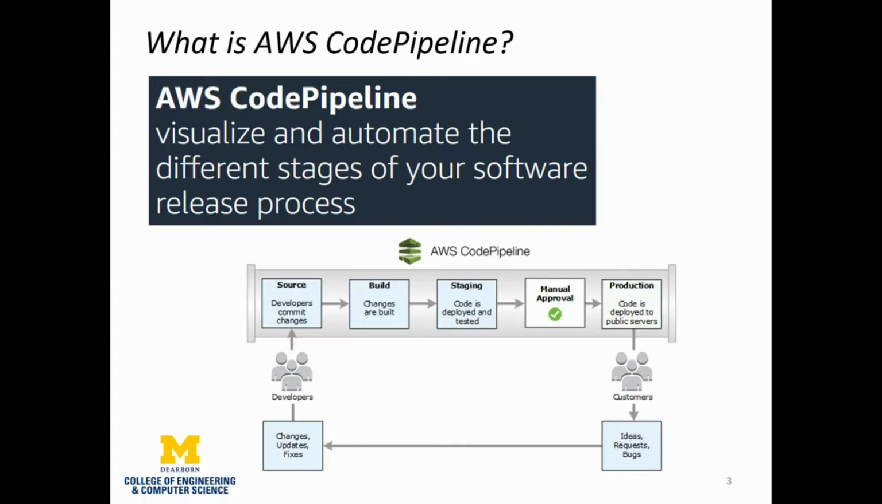So we don't have to manually test that code, or manually deploy that code. That will be done automatically. We just need to make the change and commit that change. So that's the very high-level information regarding what CodePipeline is.